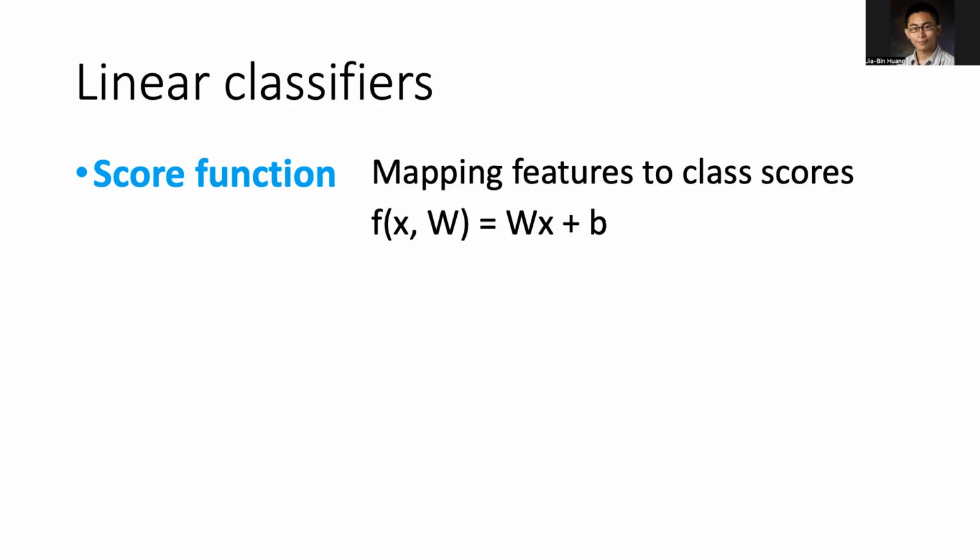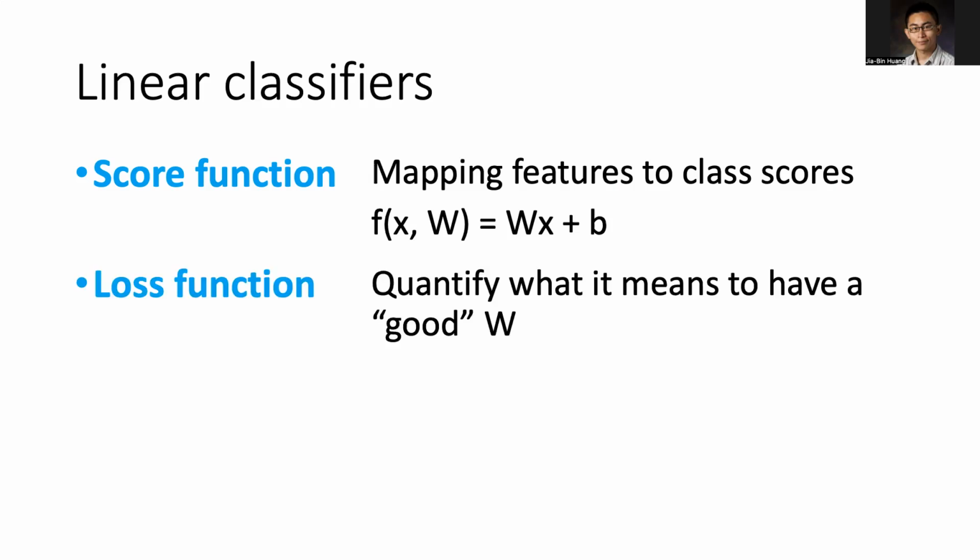Right? Once you have the score function, you need a way to tell whether this is a good score function, which one of them is a good score function. That thing is called a loss function. If I give you a W, you need to tell me how good it is. People call it an objective function or loss function. All right. So these are two key things.